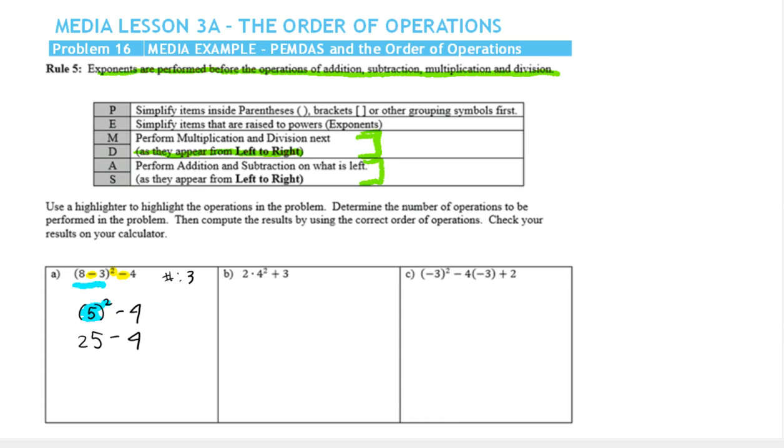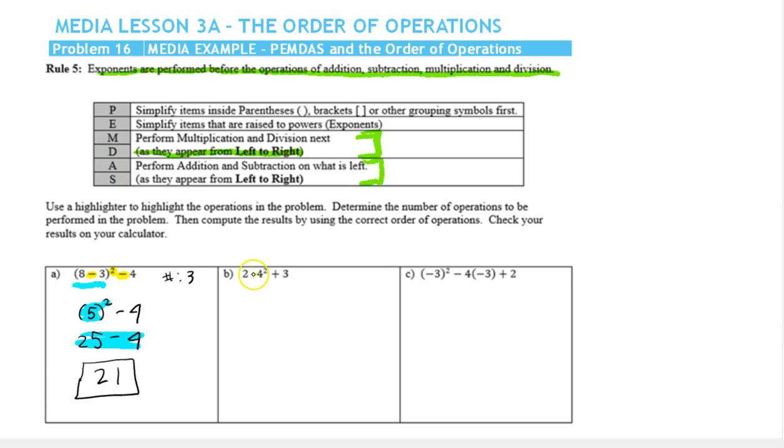And now our last operation is subtraction, and 25 minus 4 is 21. And notice I did 1, 2, 3 operations, so it looks like I got them all. Okay. Let's look at the next one.